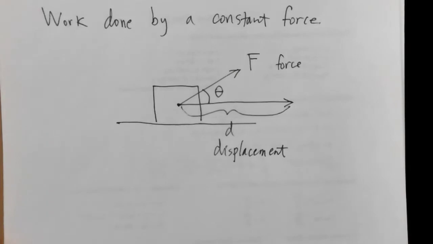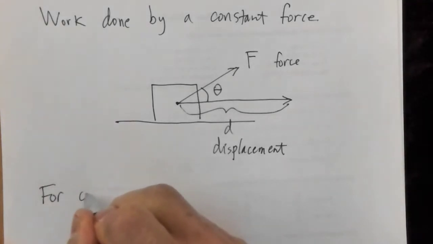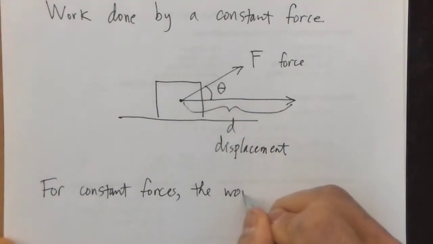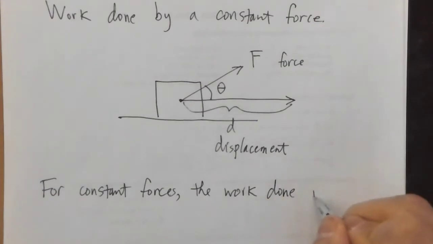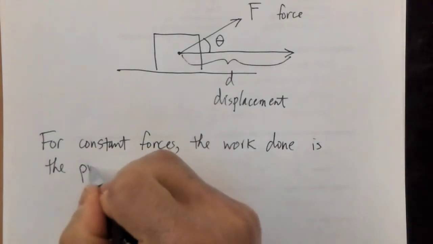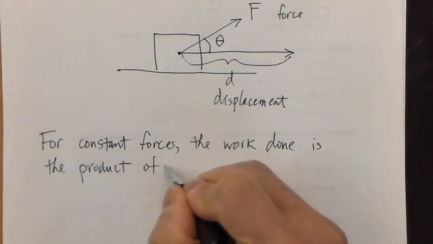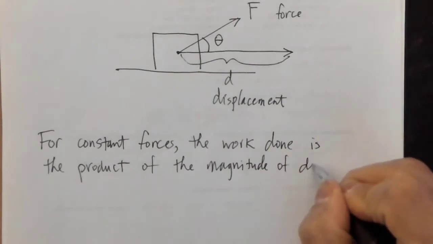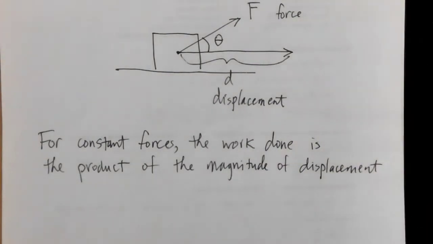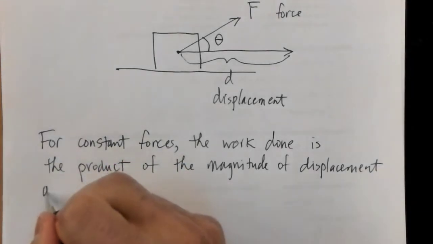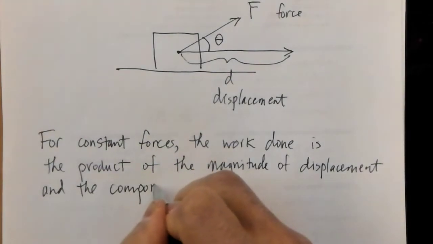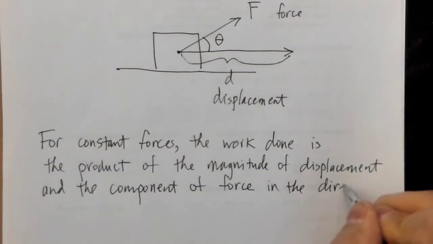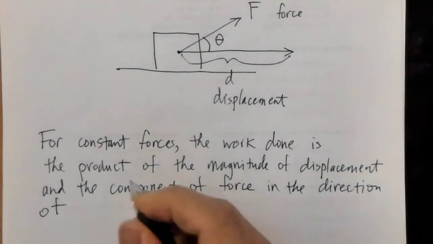Then I'll first write it in words. For constant forces, the work done is the product of the magnitude of displacement, how much you displace it, and the component of force in the direction of displacement.